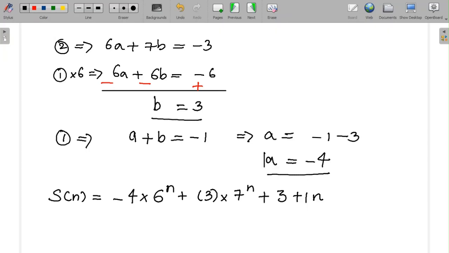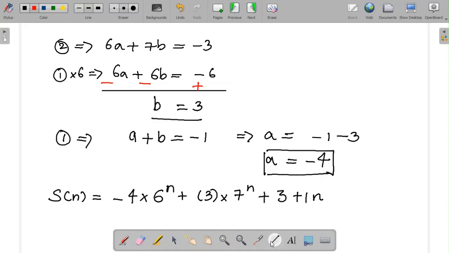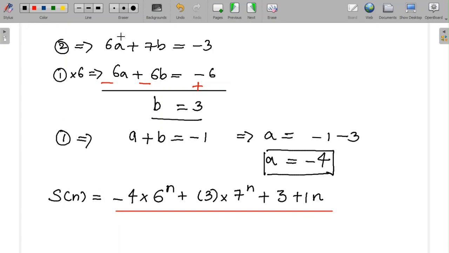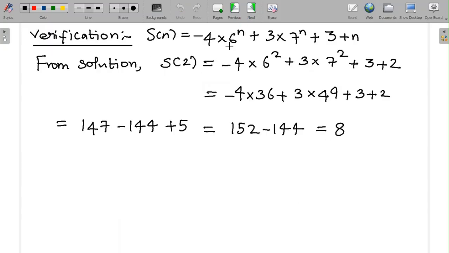We can get the values of A and B as plus 3 and negative 4. So that gives us the complete solution of the recurrence relation of the form minus 4 times 6 power n plus 3 times 7 power n plus 3 plus n. This is again the closed form expression of the given recurrence relation. We'll just make a very short little verification of the same.